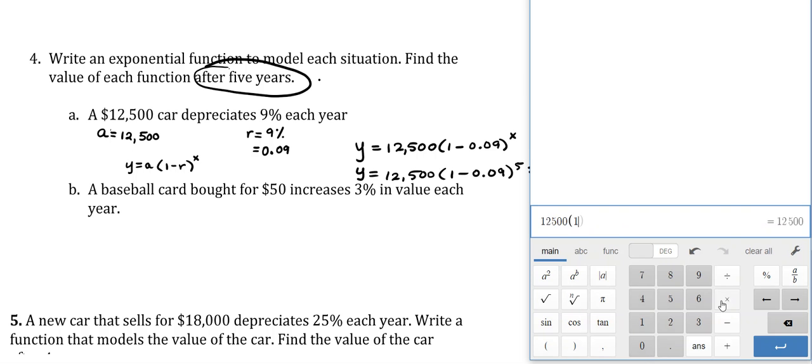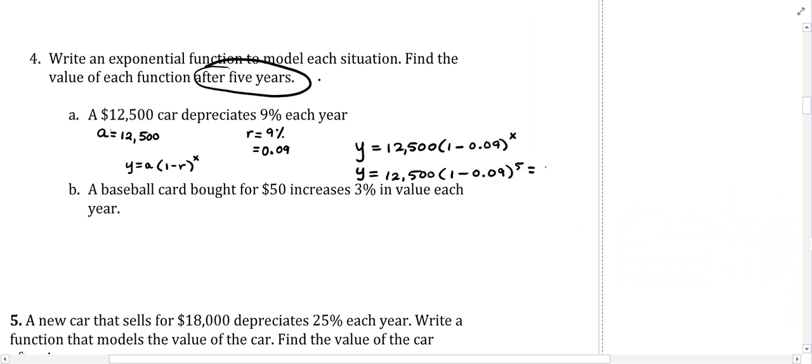12,500 parentheses 1 minus raised to the 5. Since they started with a value of 12,500 that has no decimals, I'm going to round this to whole numbers, so it's 7,800. So after 5 years, your car that originally cost you 12,500 is now worth 7,800. Actually, this is a car that retains its value very well.